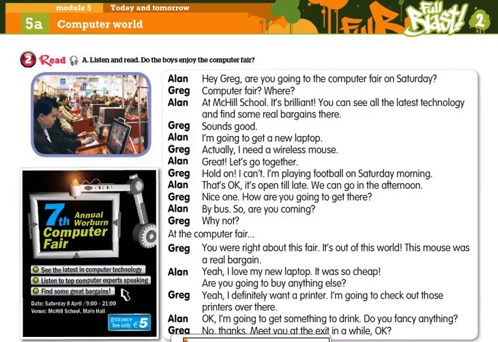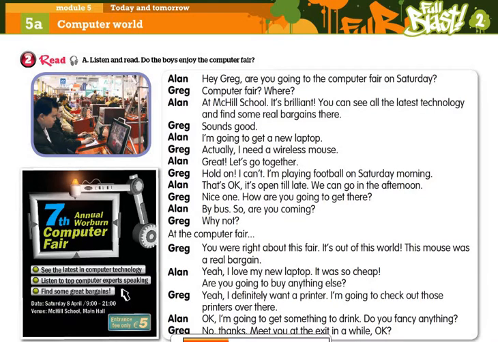2. Read. A. Listen and read. Do the boys enjoy the computer fair? 7th Annual Warburn Computer Fair. See the latest in computer technology. Listen to top computer experts speaking. Find some great bargains. Date: Saturday the 8th of April, 9 to 9. Venue: McHill School, Main Hall.